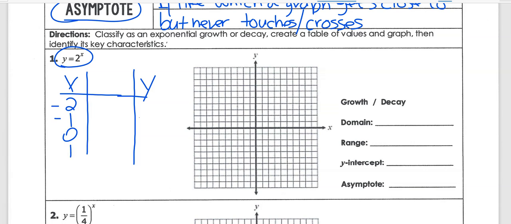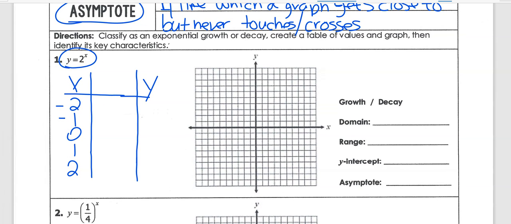You always want to have 0 and at least 2 positives. These are the most popular numbers to use when you're making your own graph of a table.